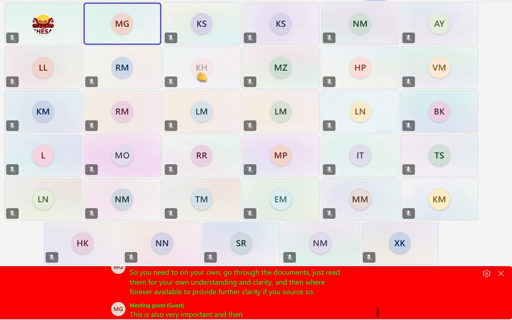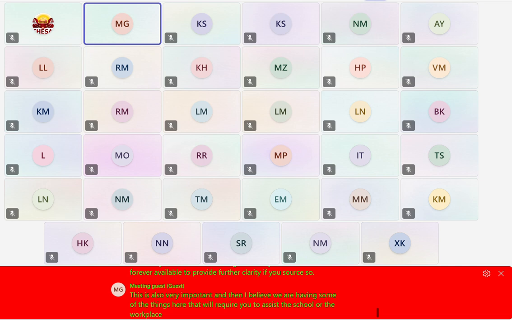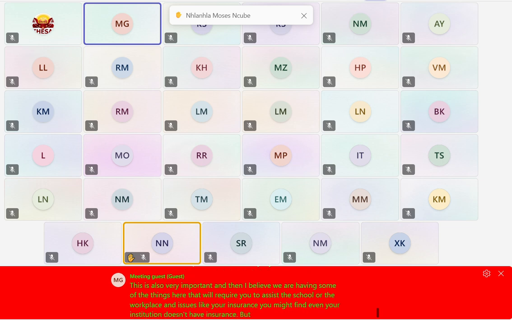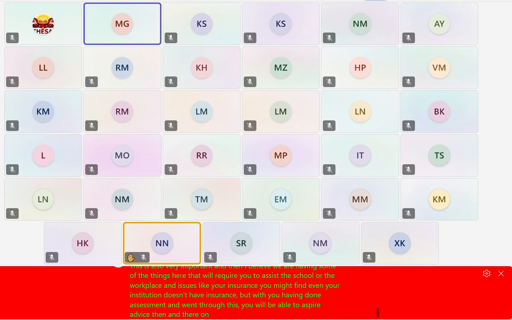I believe we have some things here that will require you to assist the school or the workplace, issues like your insurance. You might find even your institution doesn't have insurance, but with you having done the assessment and gone through this, you'll be able to advise then and there on how to obtain insurance.